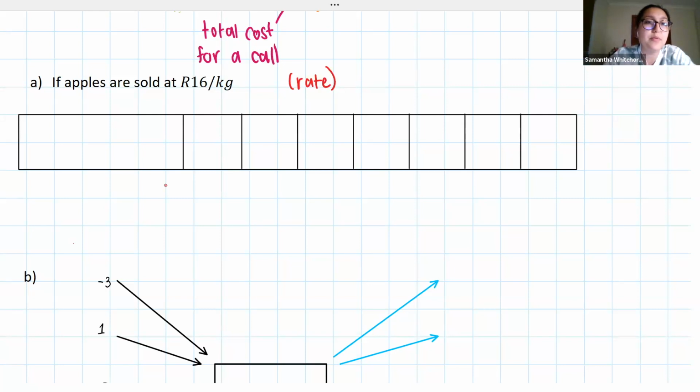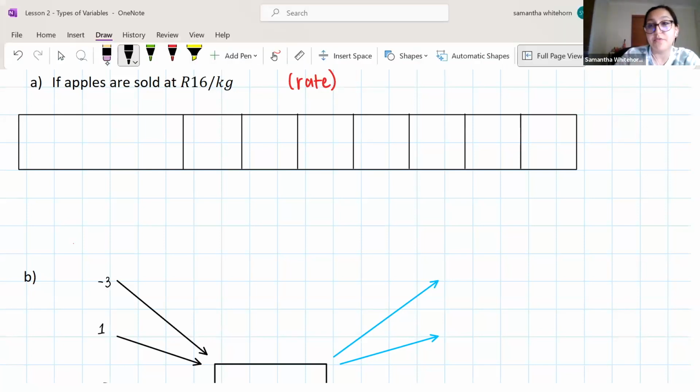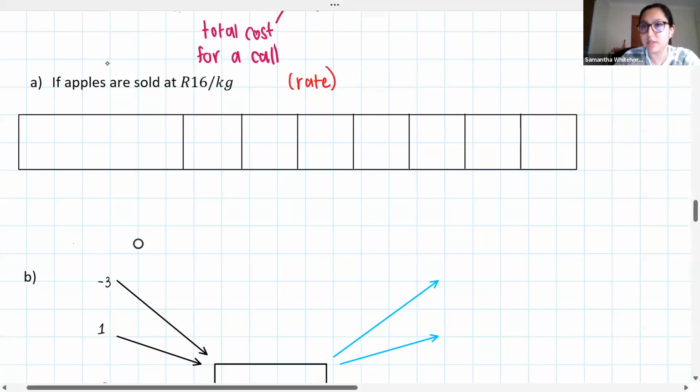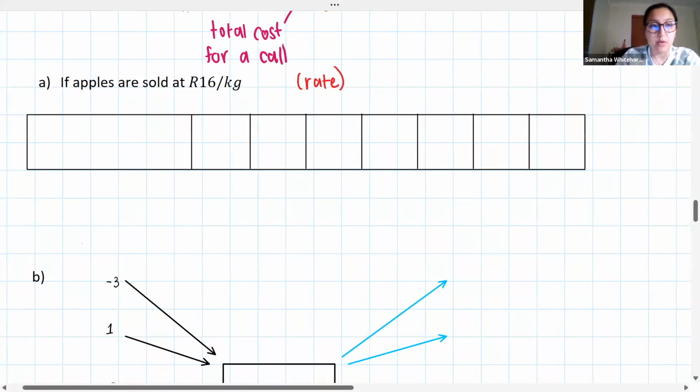So we've got apples sold at 16 Rand per kilogram. There are 2 things we're going to do. 1, we're going to fill in this table, and 2, I'm going to ask you for a rule in a second. But in order to fill in this table, we have to put some information in. It doesn't help just having this blank table. That means nothing to us. This is where we need to decide what variables we are working with.